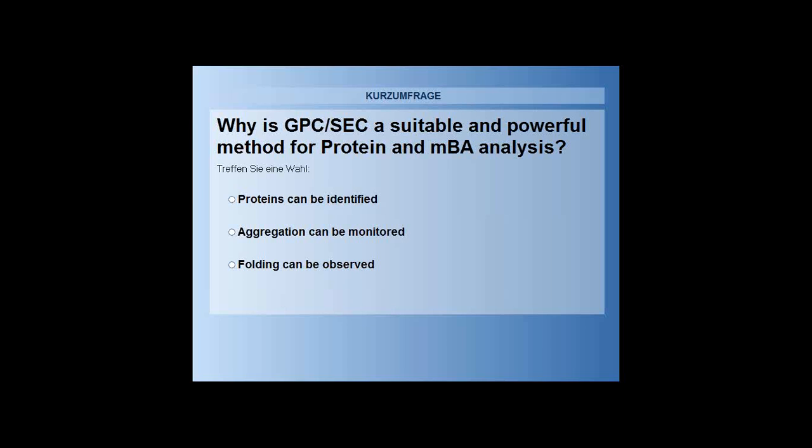And now we have a third question to ask you, and that aims more in the direction of the protein GPC that we're talking about currently. Why is GPC a suitable and powerful method for protein and monoclonal antibody analysis? Is it because proteins can be identified, because aggregation can be monitored, or because folding can be observed? Again, Torsten and I don't get to vote, but you're more than free to cast your ballot.